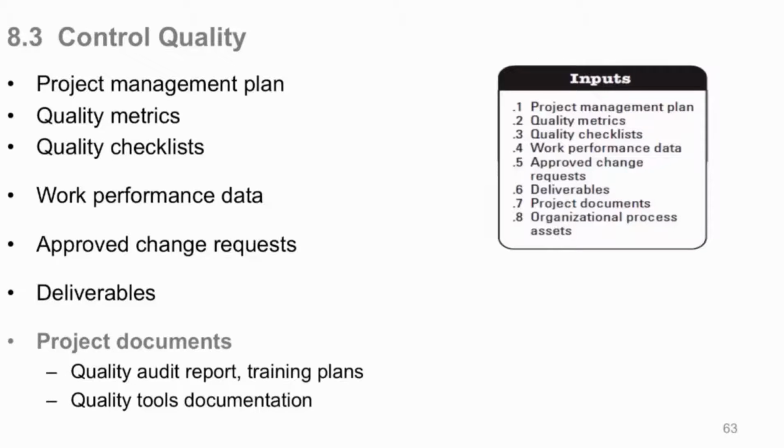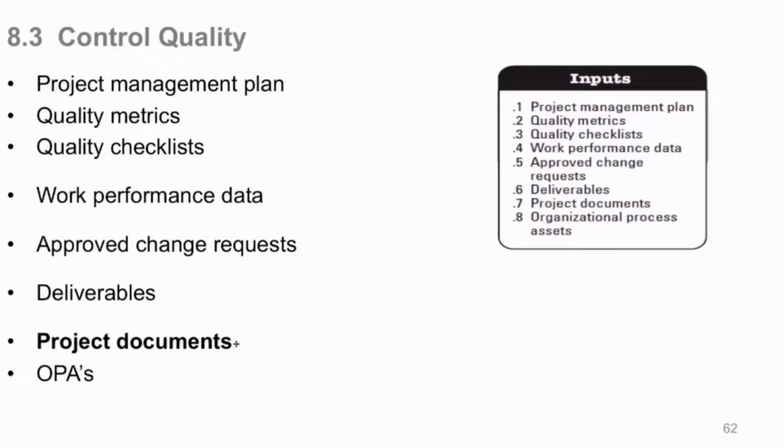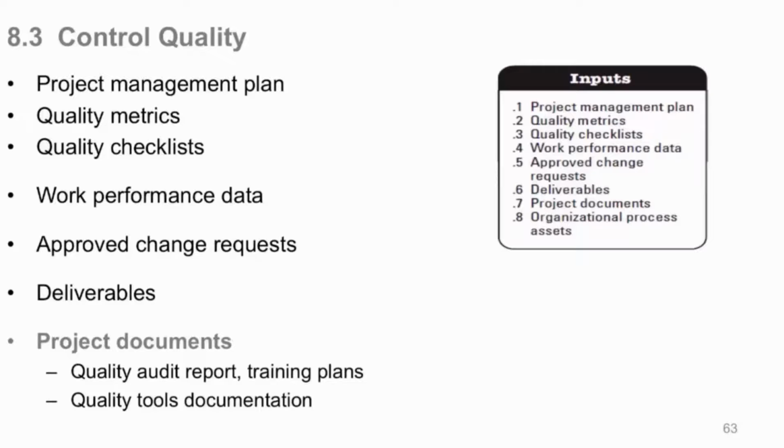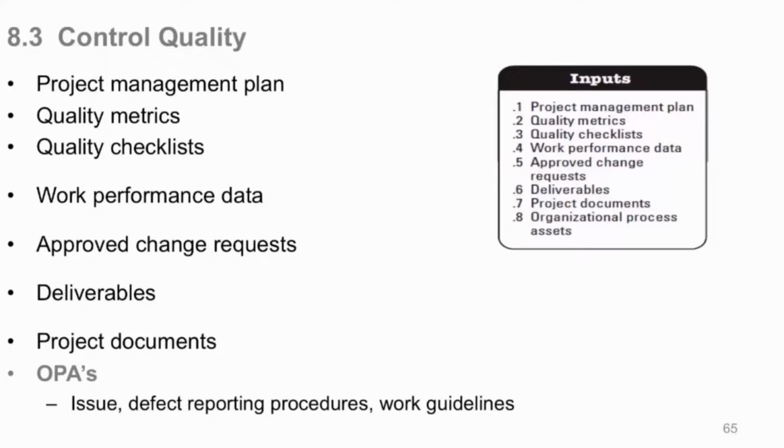Project documents, that is: quality audit reports, your training plans, again, if you need to make corrections and improve the skills of your people with training. Quality tools that you use, documentation on them, project documents come in to help you do your work here. And organizational process assets such as issues and defect reporting procedures, work guidelines. Work guidelines, of course, is obvious. You may want to look at those to see how your organization expects people to operate under certain conditions, and maybe there are adjustments you need to make. So those are all tools or inputs you have to help you control your quality.